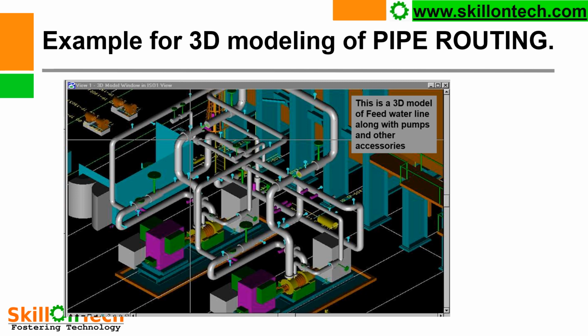Example for 3D modeling of pipe routing. So this picture will give you help with pipe routing. So this is a 3D modeling of a pipeline. This is a 3D model of a feed water line along with pumps and other accessories. So you can understand how the pumps will be installed and how the pipelines will be routed.